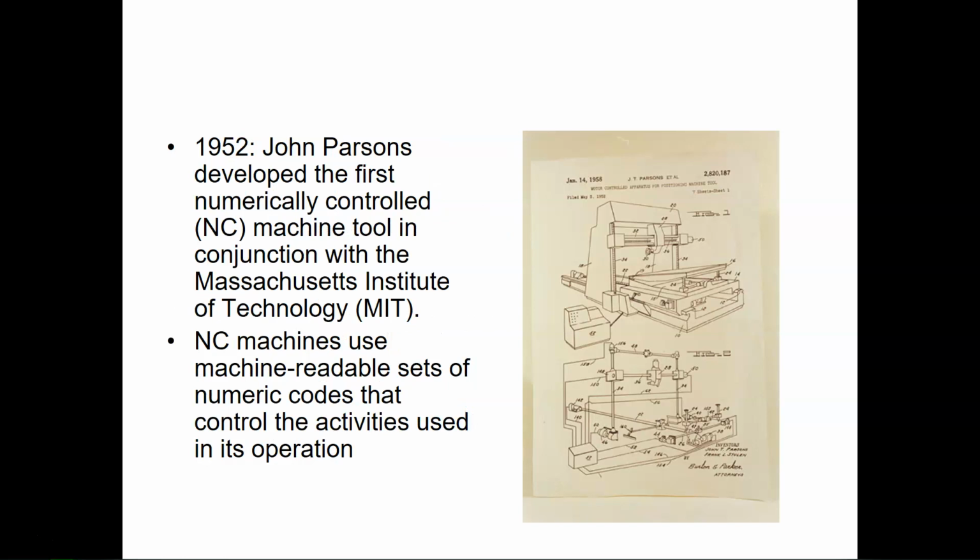So in '52, you have John Parsons, who developed the first numerically controlled machine tool with MIT. Yes, MIT has been around a very long time, and they come up with a lot of really cool stuff. Numerically controlled machines use readable sets of codes to control the activities they're going to do in their operations. So, in other words, if you've seen a water jet cutter, this is the very beginning of that.